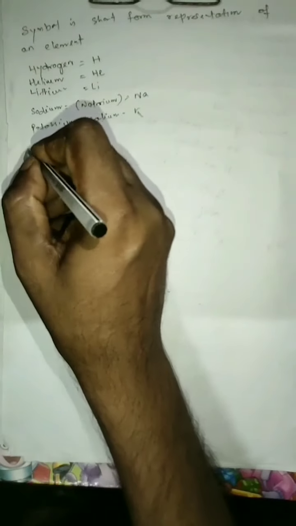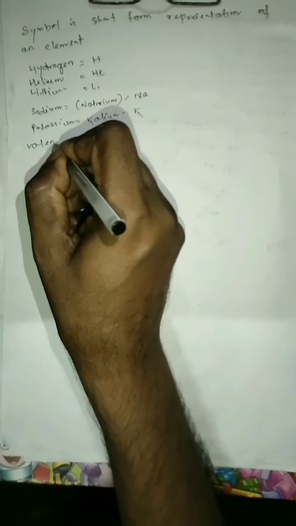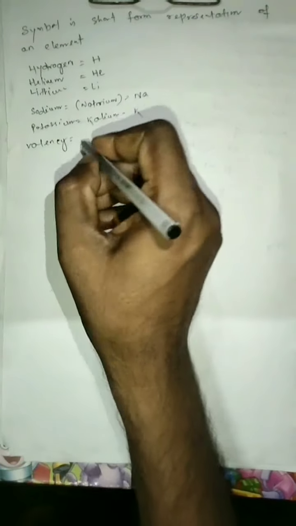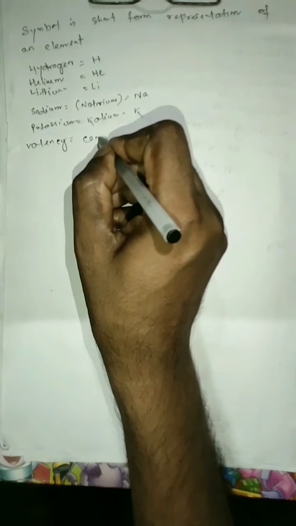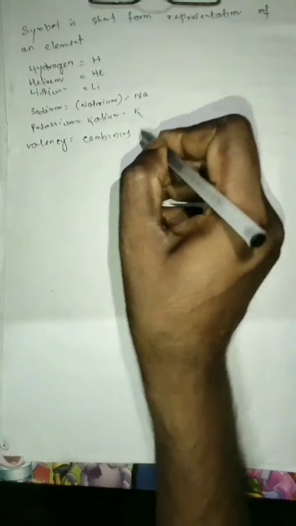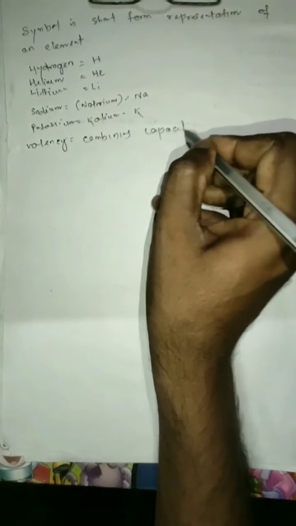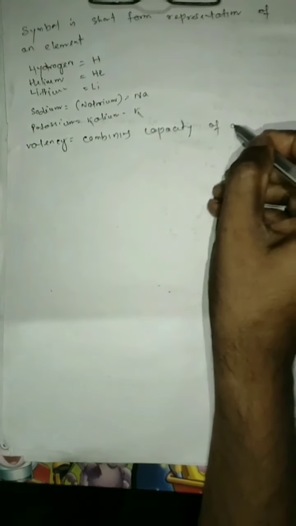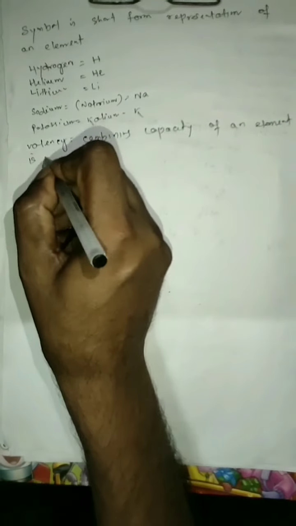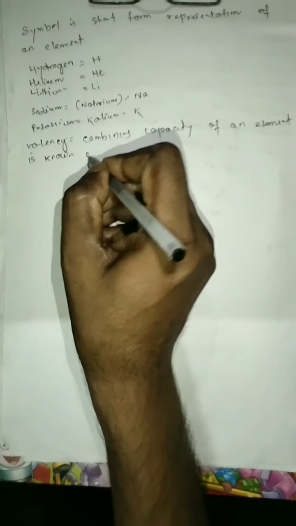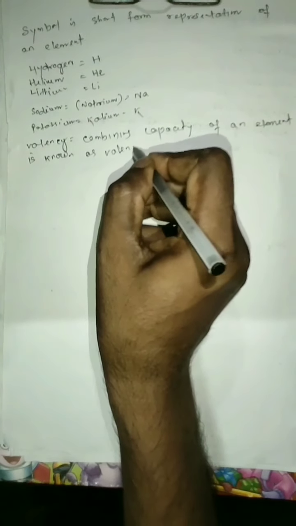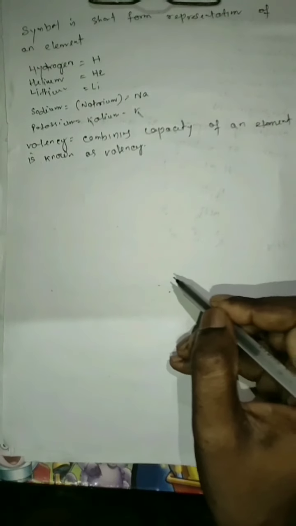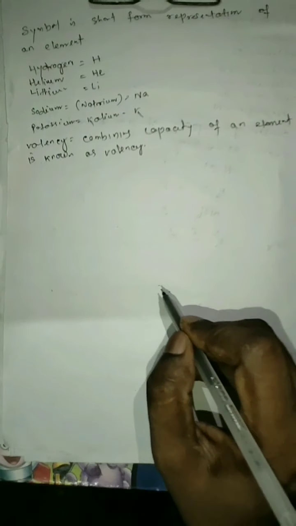Of the symbols, then come to valency. Valency is nothing but the combining capacity of an element. The combining capacity of an element is known as valency.